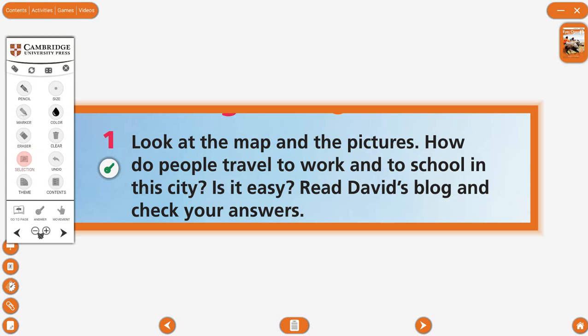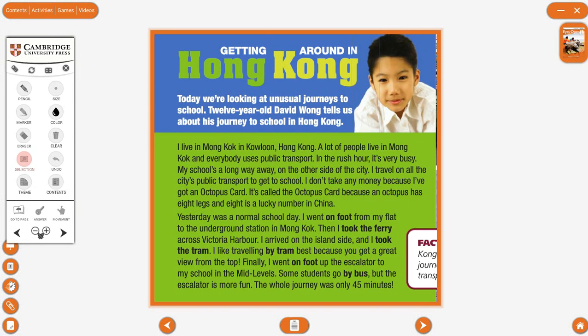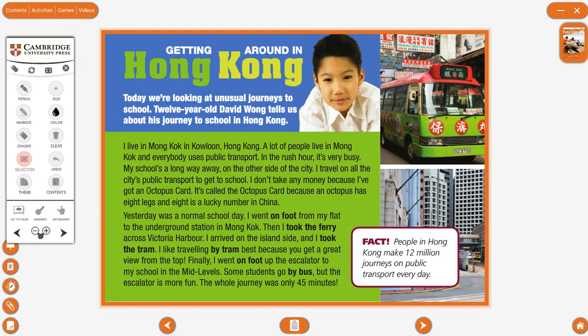Is it easy? Now, firstly we will read the David's bylaw and check our answer. Now, look at the David's bylaw about traveling to school. Getting around in Hong Kong.